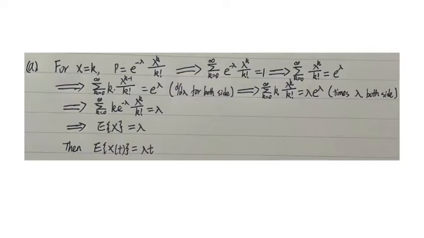Then we solve it. We can get that the sum of k e to the negative lambda, lambda to the k divided by k factorial equals lambda, and the left part is E[X], so we got E[X] equals lambda. Then we can easily get that E[X(t)] equals lambda t.